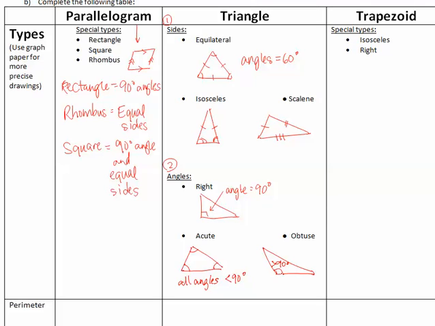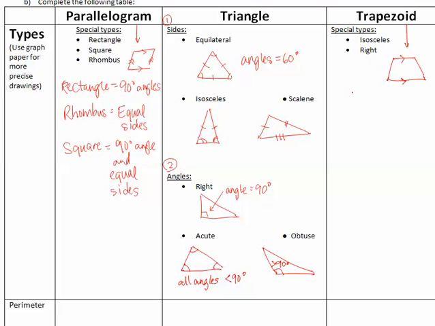So these are the two different ways of categorizing triangles: either by their sides or by their angles. Trapezoids. So we saw a trapezoid. The definition of a trapezoid is a quadrilateral that has only one set of parallel sides. So in this case, the top and the bottom, or the big base and small base, are parallel. The other two sides are not parallel.